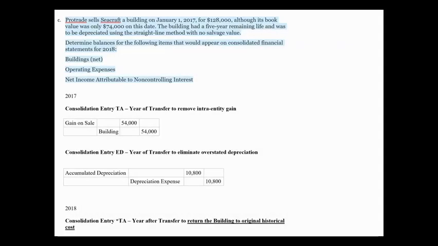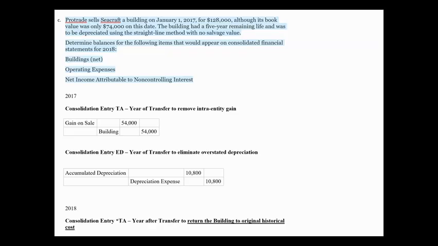Situation C. Portrait sells C Craft a building on January 1st, 2017 for 128,000, although its book value was only 74,000 on this date. The building had a 5-year remaining life and was to be depreciated using the straight-line method with no salvage value. Determine balances for the following items that would appear on consolidated financial statements for 2018: buildings, operating expense, and net income attributable to non-controlling interest.